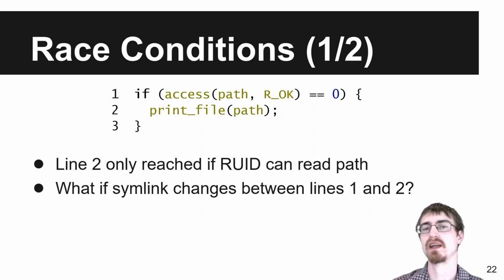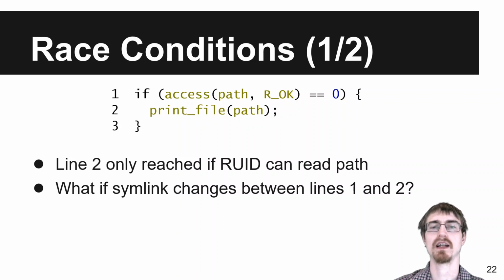Now why is access considered insecure? First let's consider how it's used. We have a simple 3-line piece of code here that performs an access check. So access(path, R_OK) means that we verify if the real user, so not the effective user, but the user on whose behalf we're running, is allowed to read the file. Likewise, we can do a check for writing or for executing with W_OK or X_OK.